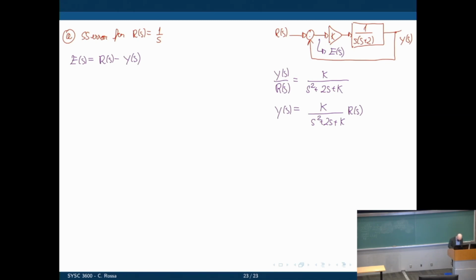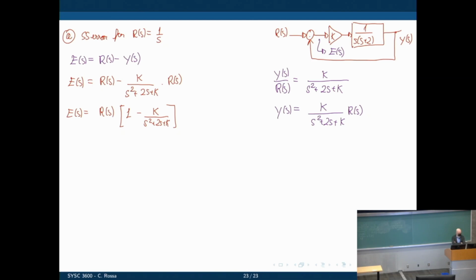Now we can define the error, not the steady state error, as R of S minus Y, and Y is K over S squared plus 2S plus K times R of S. We can factor out R of S: 1 minus K over S squared plus 2S plus K. So that is the error at all times. We want the steady state error instead.